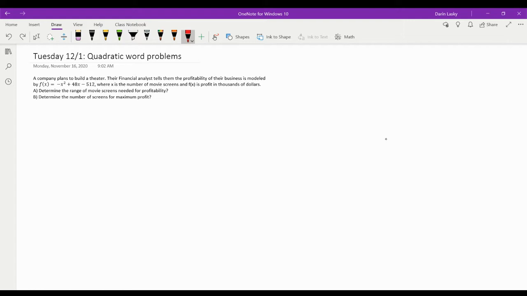So if we look at this, it says that a company plans to build a theater. Their financial analyst tells them that the profitability of their business is modeled by this function. One of the things you can start doing is pulling that information out right there. We're going to say, okay, this is f of x, and that is what I'm dealing with.